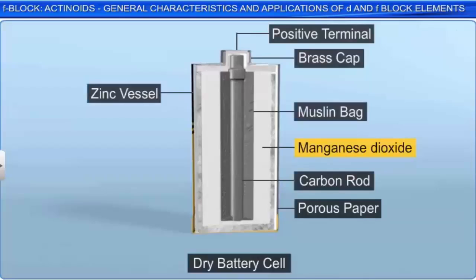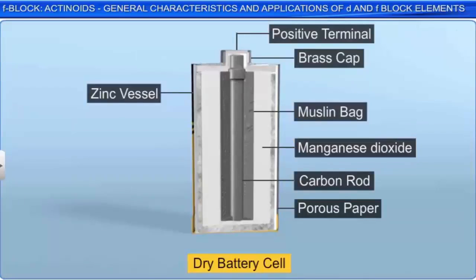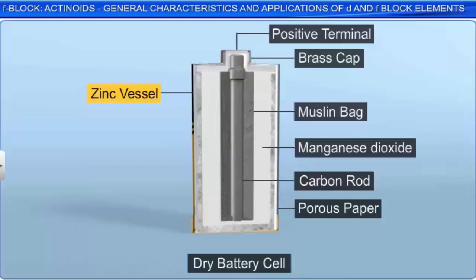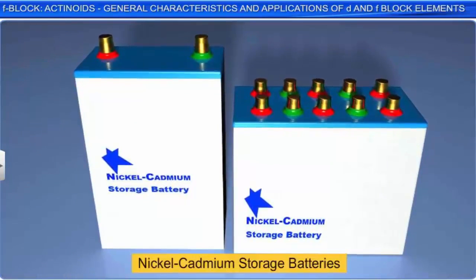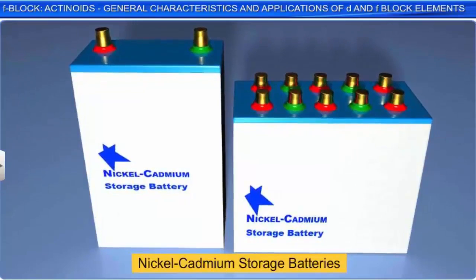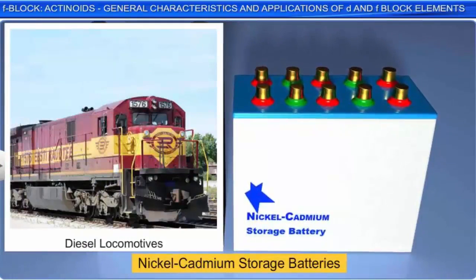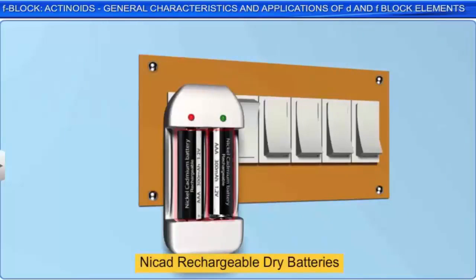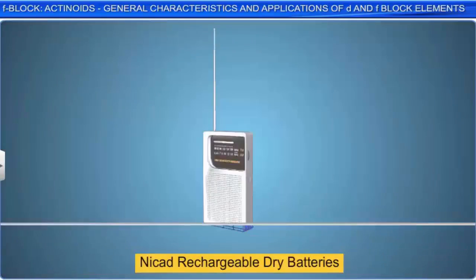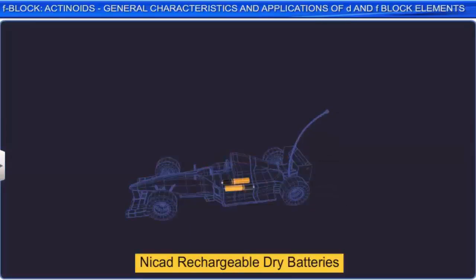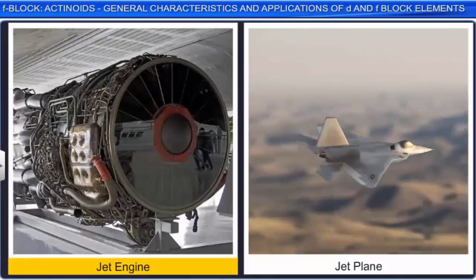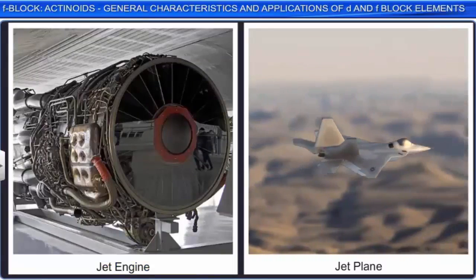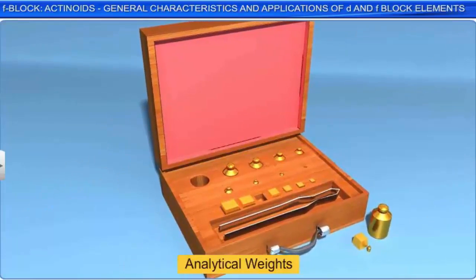Cadmium is used for alkaline nickel-cadmium storage batteries used in diesel locomotives, and also as the NiCad rechargeable dry batteries used in radios and electronic appliances. Niobium alloys are used in jet engines. Tantalum is used to make analytical weights. Copper-coated steel is used to make copper coins in the UK. The copper-nickel alloy is used to make silver coins in the UK. Silver bromide is used in photography.